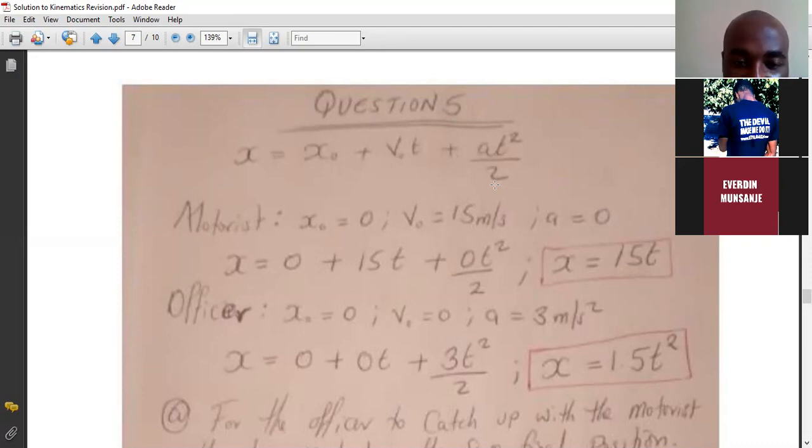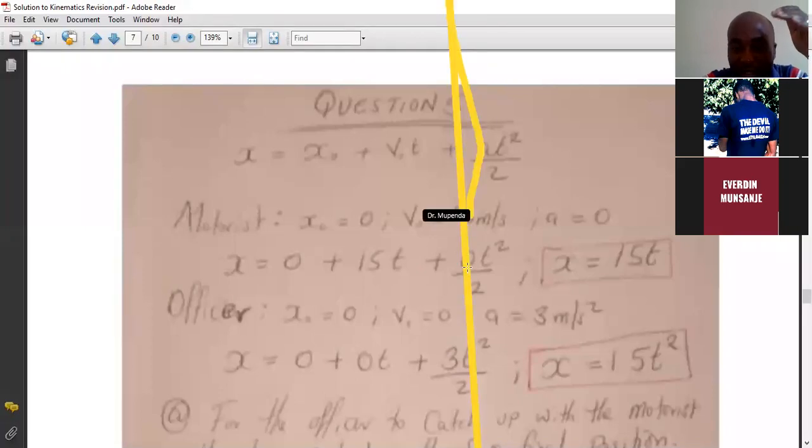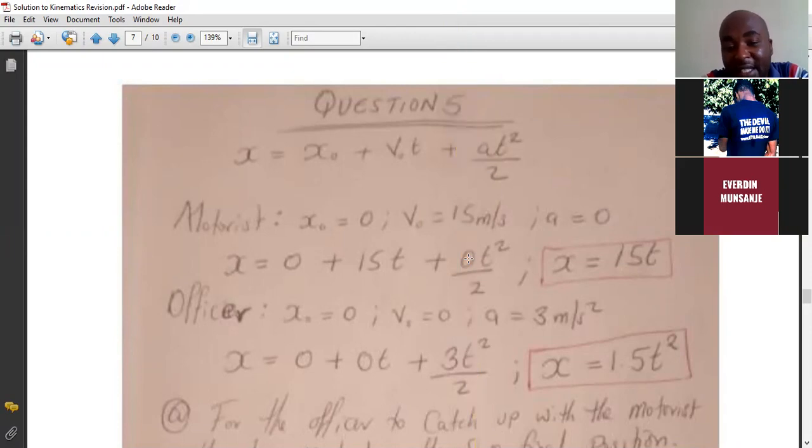When you look at the motorist, he is moving at a constant speed, so all you have is v naught. So x for the motorist is 0, since the corner is the origin, plus 15t, because distance is equal to speed times time at constant speed. Plus the acceleration is 0 because the speed is constant. So 0 times t squared over 2.